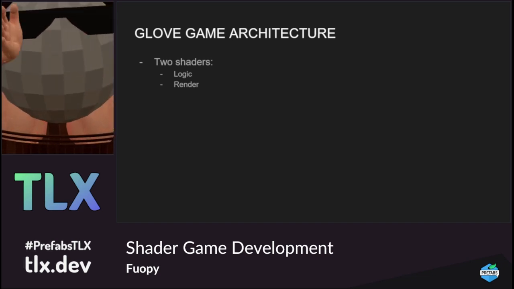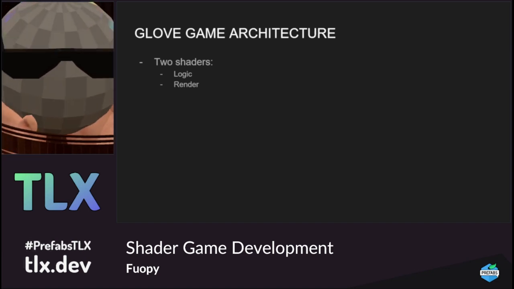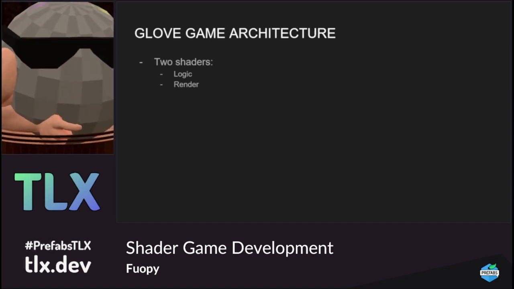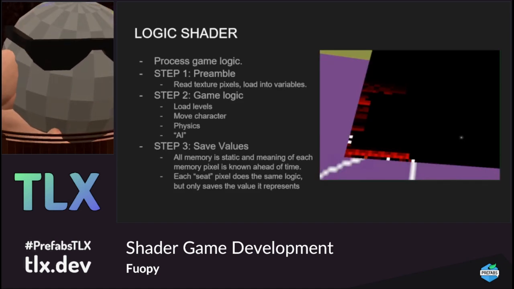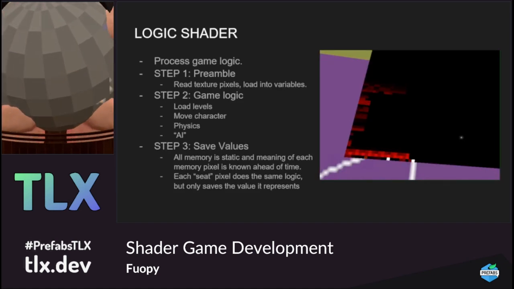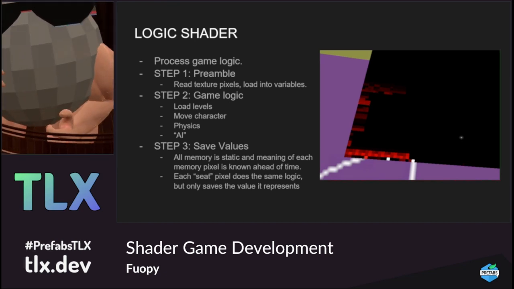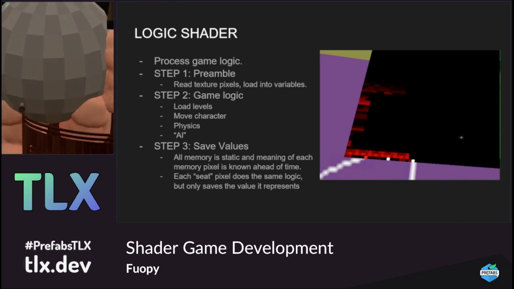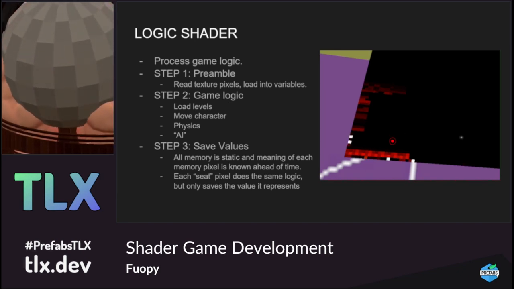I split the Pong shader into two different shaders, the Logic shader and the Render shader. So first, let's take a look at the Logic shader. The logic shader processes the game logic. At the beginning of the shader, we have the preamble. The preamble is looking at our custom render texture here. Why don't I talk about this first?